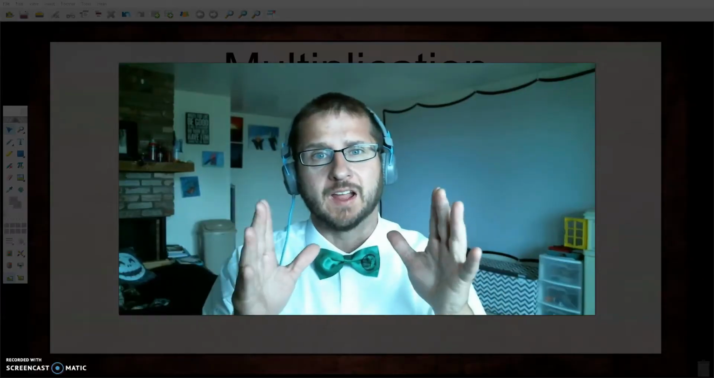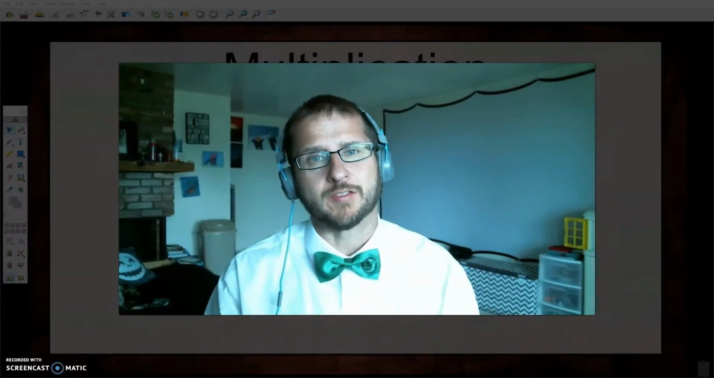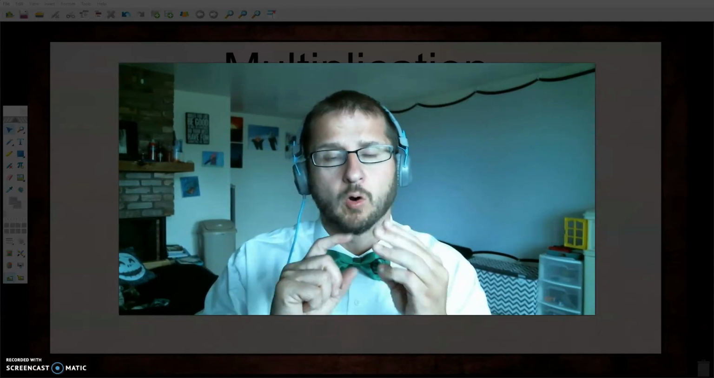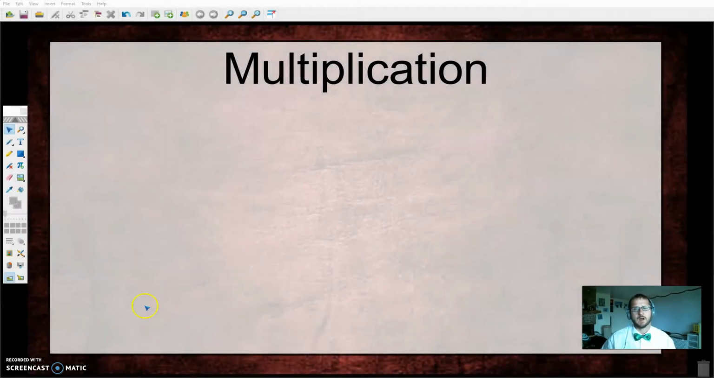All right. So multiplication can be defined by area models, arrays, or repeated addition. Let's travel down in the computer, take a closer look at this. All right, now as I said, there are 3 different ways that we can think of multiplication. The area model, the array, or repeated addition. Let's take a look at each of those one by one.